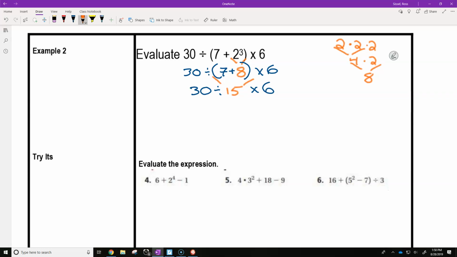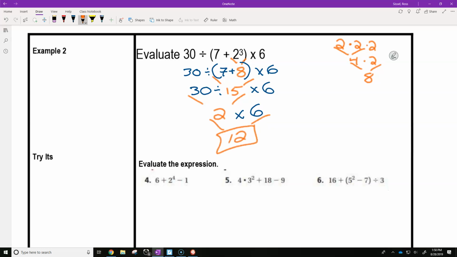I now check, should I do 30 divided by 15 or 15 times 6? Noah? You should do 30 divided by 15 because that's the one that comes first. Very good. Left to right, multiply or divide. And then we multiply. Not too much difference, right?